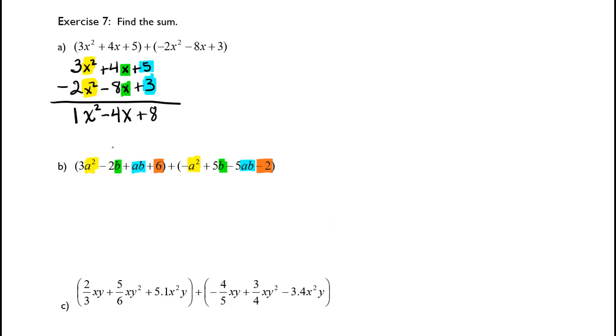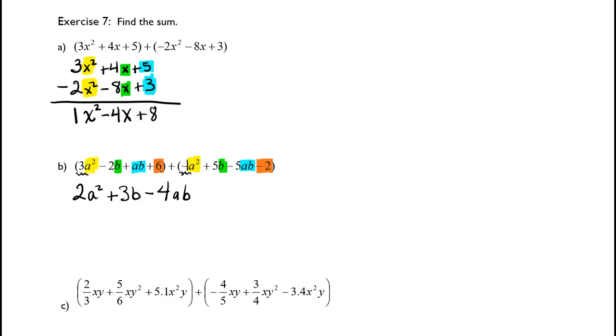What I'm going to do is look at the leading coefficient. If it's just a negative, it's assumed to be a negative 1a squared. So we have 3a squareds minus 1a squared gives me 2a squareds. I have a negative 2b and a positive 5b. That gives me a positive 3b. I have a plus ab and a minus 5ab. That gives me a minus 4ab.